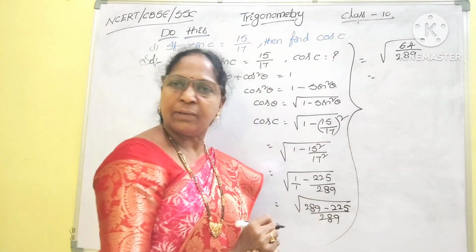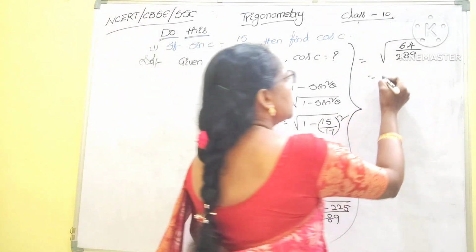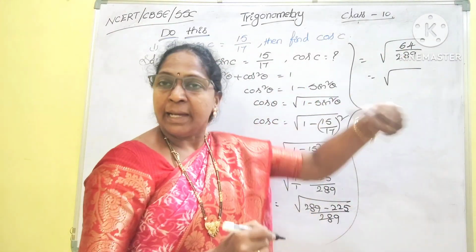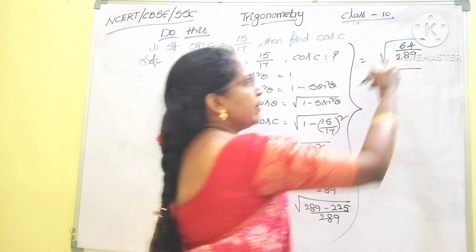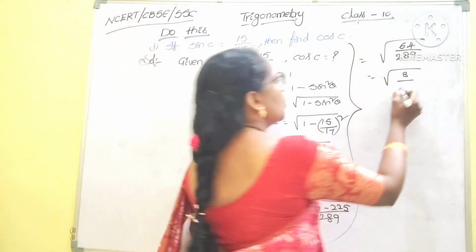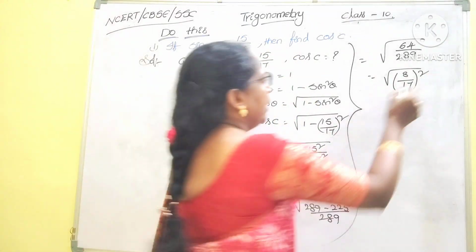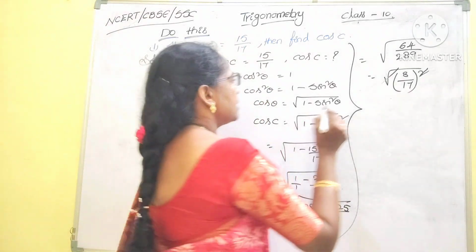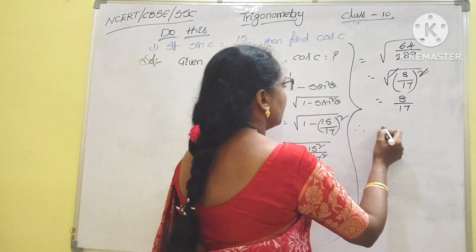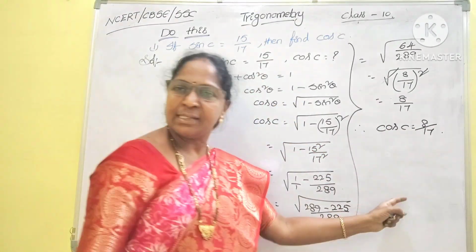Again, you can write this in terms of square terms, because you can then cancel the square root. 64 can be written as 8 square, and 289 is 17 square. So 8 by 17 whole square. Here the square and square root cancel. Therefore cos c equal to 8 by 17. This is the answer.